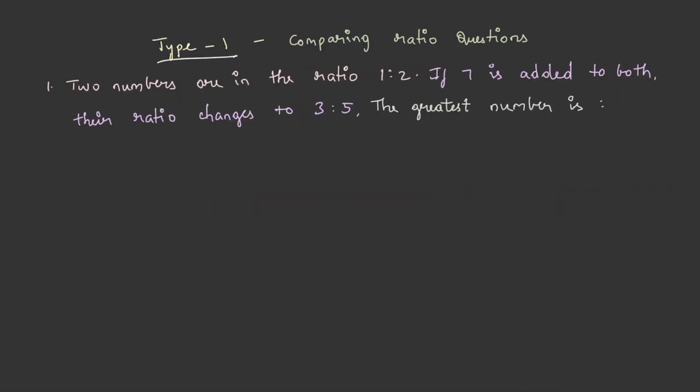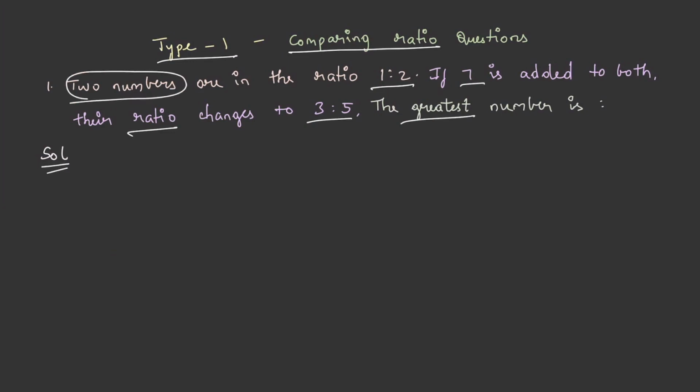Type 1. Comparing ratio questions. Two numbers are in the ratio 1:2. If 7 is added to both, their ratio changes to 3:5. The greatest number is? To solve this, let's understand the given data. It is given that two numbers are in the ratio 1:2. So let's assume the two numbers as x and 2x, and 7 is added to both the numbers. So x plus 7 by 2x plus 7 is what we have.